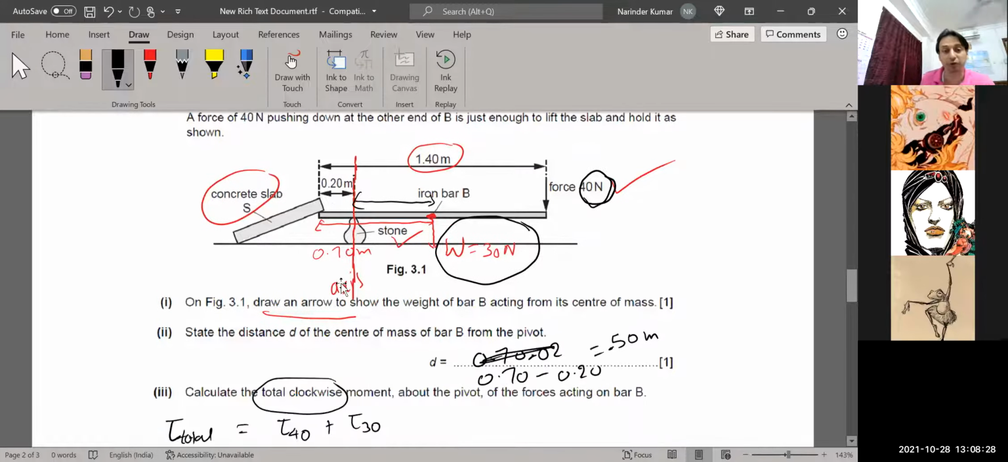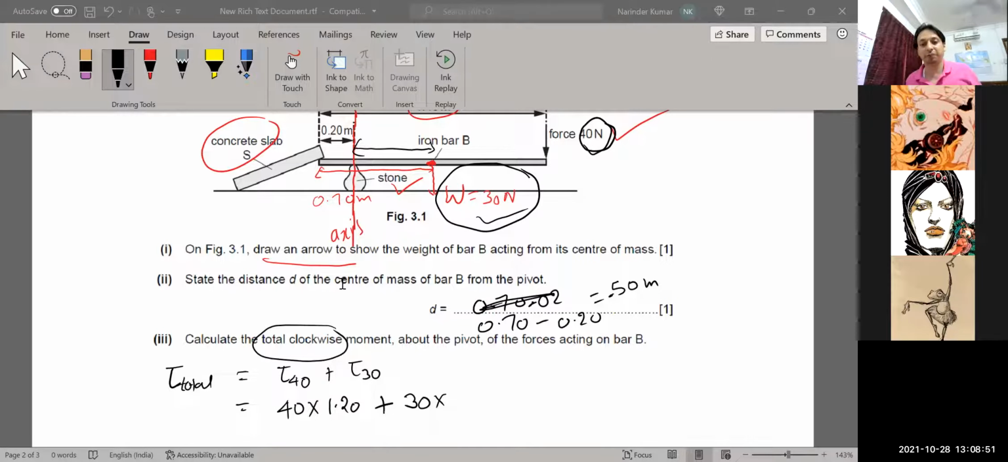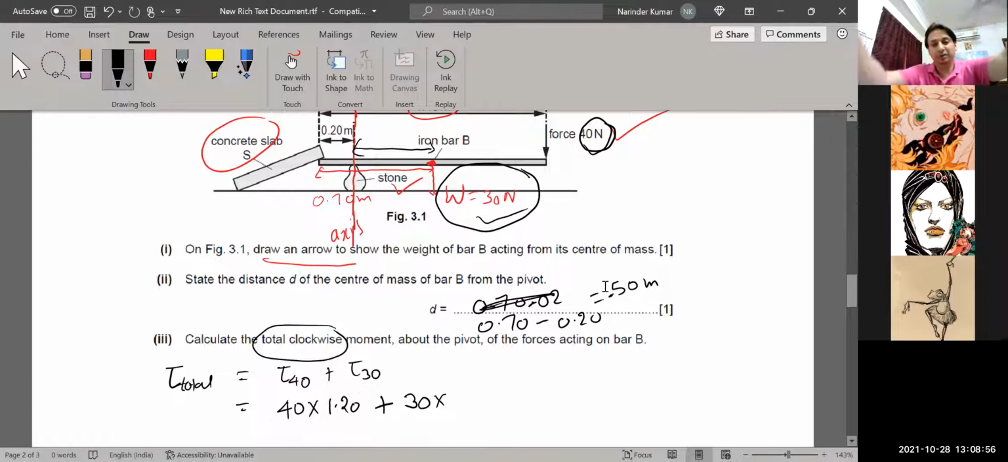1.2 meters. So you will write 1.20 here, plus the moment due to the 30 Newton force. The force is 30 Newton, multiplied by its distance from the pivot point. What is the distance, children? 0.5 meters. 0.5 is correct. So multiply and add all these values and tell me the answer.